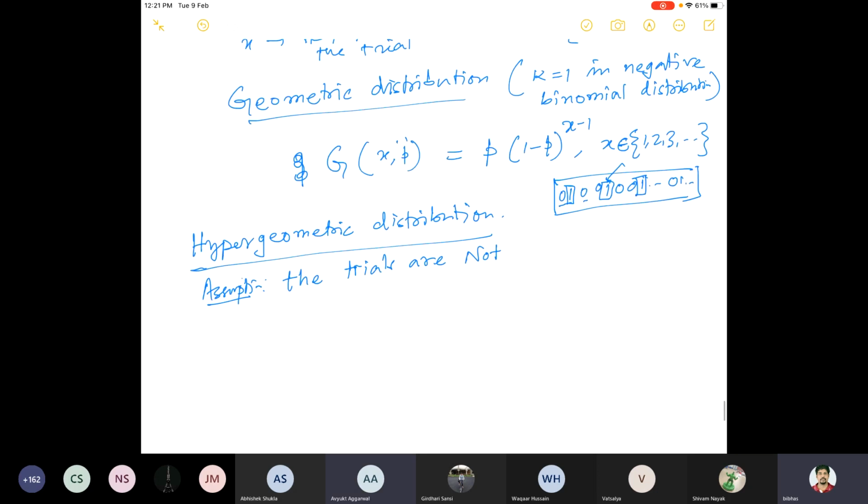Sir, can you explain this 0 1 0 0 1 0 0 1 part again? How does this correspond to that 1, 2, 3 in x?